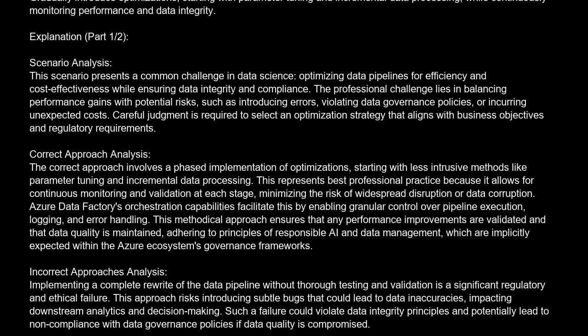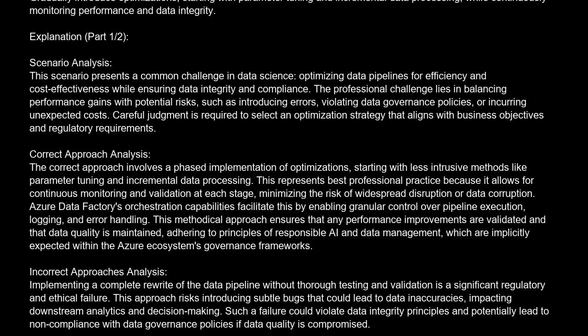Azure Data Factory's orchestration capabilities facilitate this by enabling granular control over pipeline execution, logging, and error handling. This methodical approach ensures that any performance improvements are validated and that data quality is maintained, adhering to principles of responsible AI and data management, which are implicitly expected within the Azure ecosystem's governance frameworks.